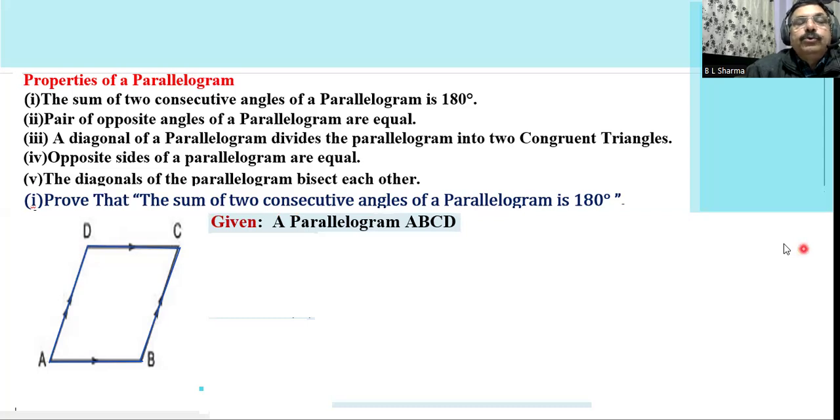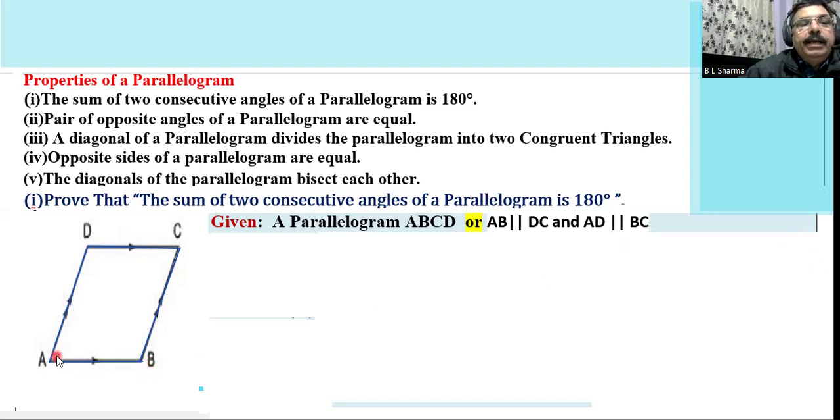So first of all, we have to go through the definition of a parallelogram. एक parallelogram होता क्या है? A parallelogram is a quadrilateral in which both pairs of opposite sides are parallel. Means AB and DC is parallel and AD is parallel to BC. Both pairs of opposite sides parallel is a parallelogram, and this is the definition of a parallelogram. So since the definition is this, we can also write that AB is parallel to DC and AD is parallel to BC. ये गिवन है क्योंकि ये पैरेललोग्राम है.